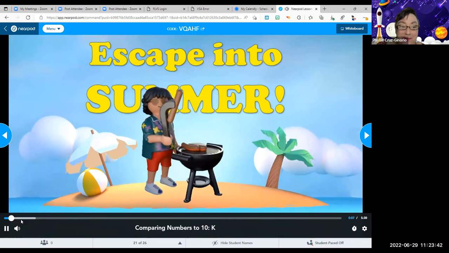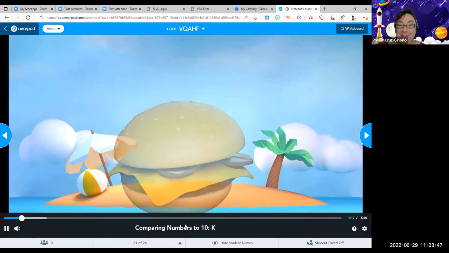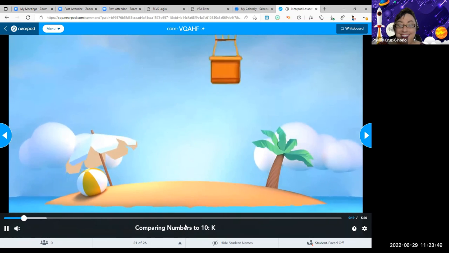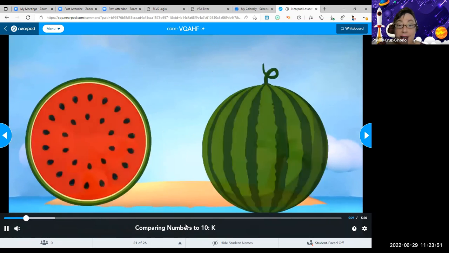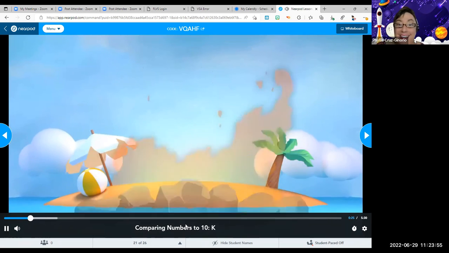Welcome to Escape into Summer. Get ready to race through town to grab your burger ingredients. Duck under the hot air balloons. Slice the watermelons, dodge the ice cream, and jump over the hot coals for the barbecue. My favorite one.